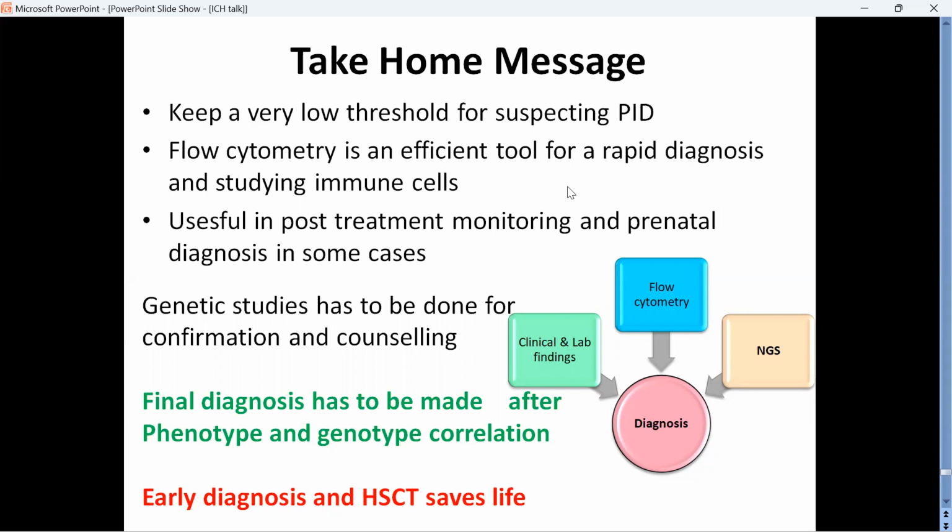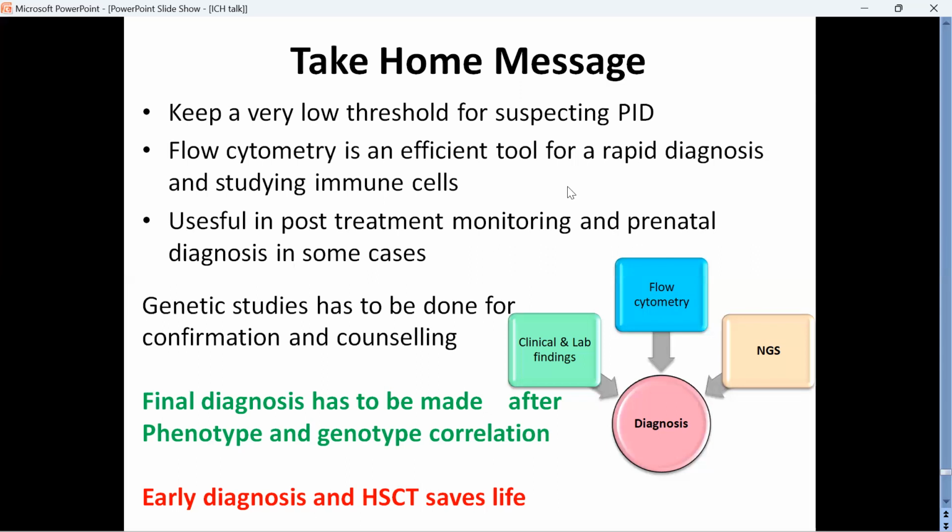It's a very rapid thing, because if you do sequencing, the results may take, depending upon the lab, from 2 weeks to 1 month, whereas with flow you get the same day report. It is useful in post-treatment monitoring after a transplant, or in prenatal diagnosis in some cases, but not in all PIDs. Nevertheless, genetic studies have to be done for confirmation and counseling of the patient. Though you do flow cytometry and establish the diagnosis, you need to do a genetic study to confirm it and for counseling. And as said, the final diagnosis has to be made after correlating the phenotype, that is clinical and flow, with the genotype from the sequencing results.